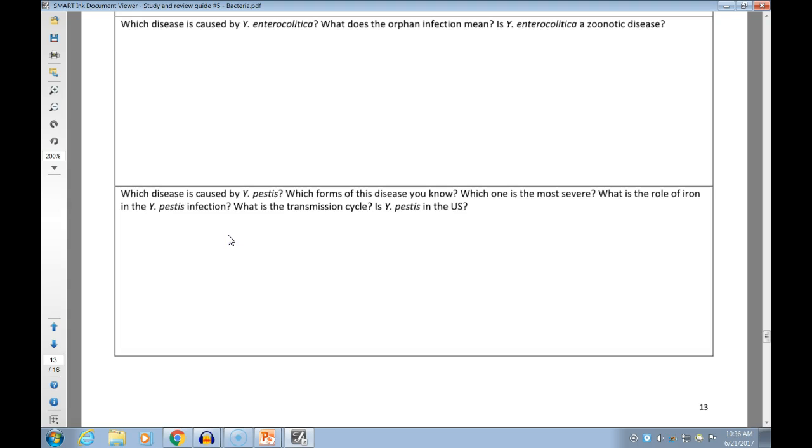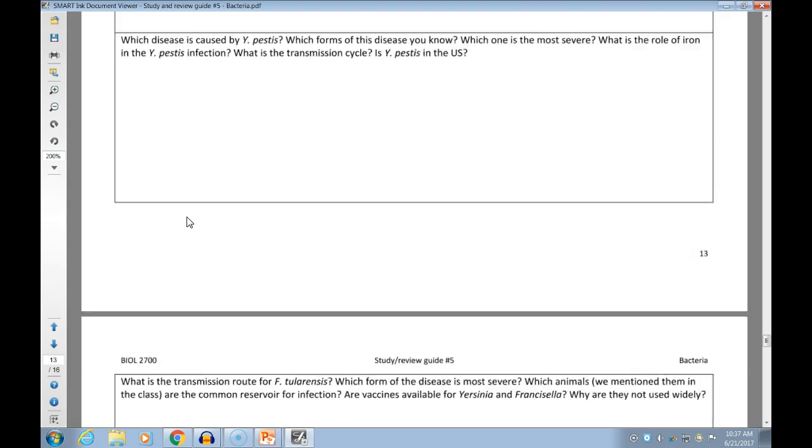Iron. What is the role of iron in the Yersinia pestis infection? Huge. Yersinia pestis depends on iron. Okay. Transmission cycle. If it's pneumonic, it's pretty obvious. It's respiratory. But if it's a bubonic plague, then it's going to be fleas that bite humans and fleas that just recently bit something else. Does that make sense? Is Yersinia pestis in the US? Yes. We have zoonotic foci.